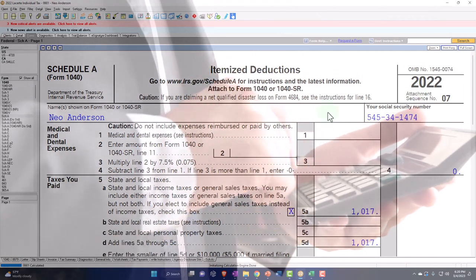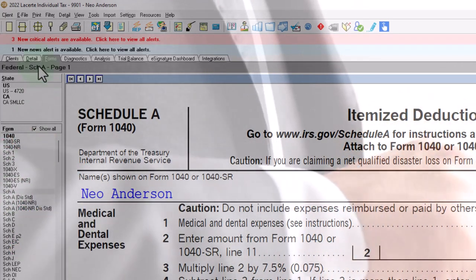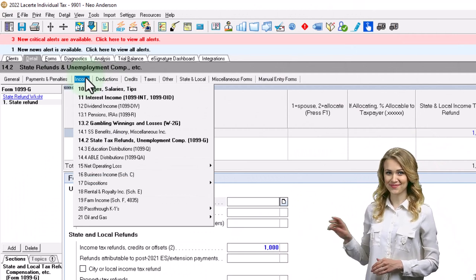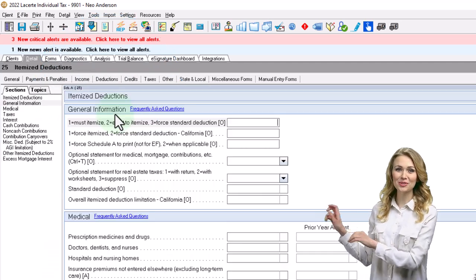So let's imagine that last year they did itemize. Let's mirror it this time. What are the things that usually pull people over to itemizing? We'll talk about this more later, but if I go to the itemized deductions, if they own a home.